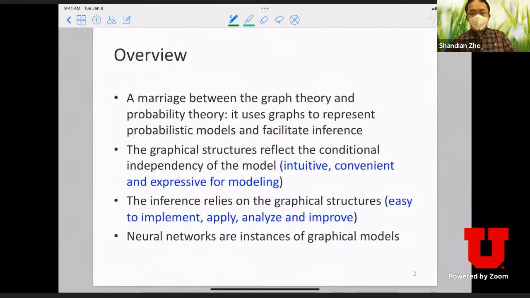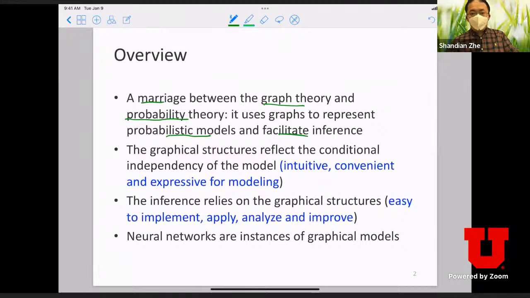So in general, what does it mean for graphical models? As the name suggests, they use graphical structure to represent probabilistic models. So it is a marriage between graph theory and probability theory. More specifically, we're going to use graphs to represent probabilistic models and facilitate inference. As to how the joint distribution is encoded as a graph structure, we're going to talk about that in a minute.